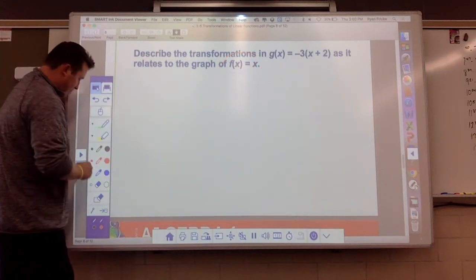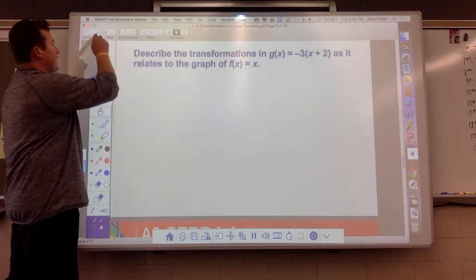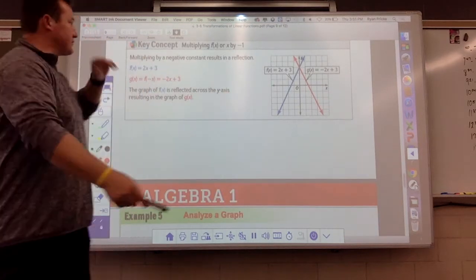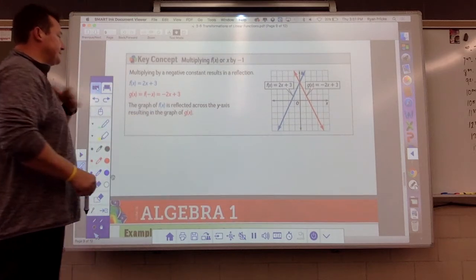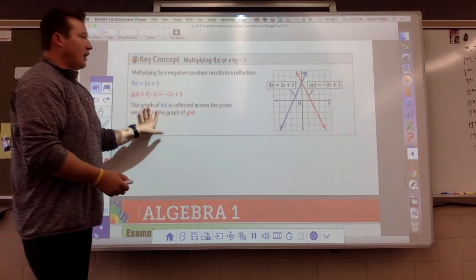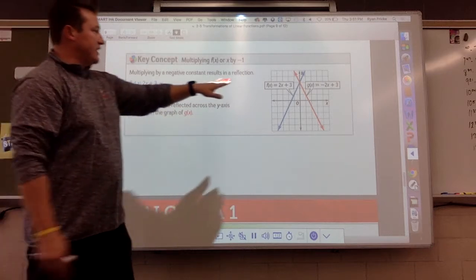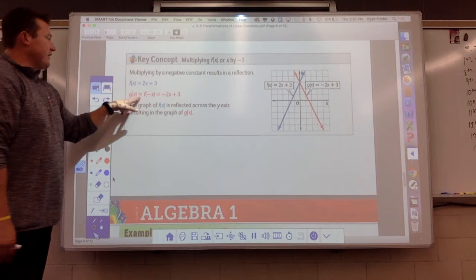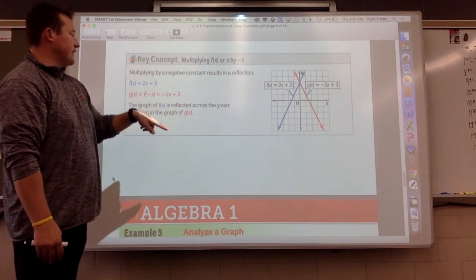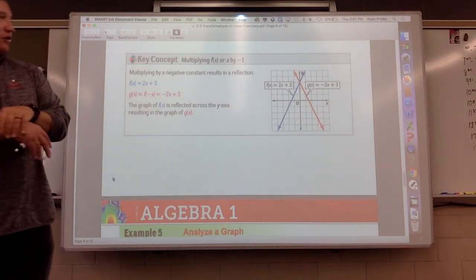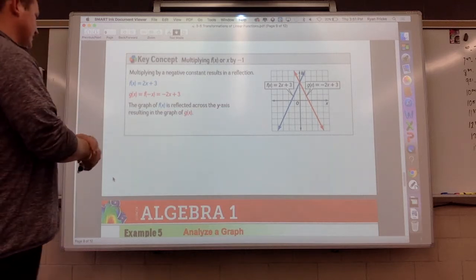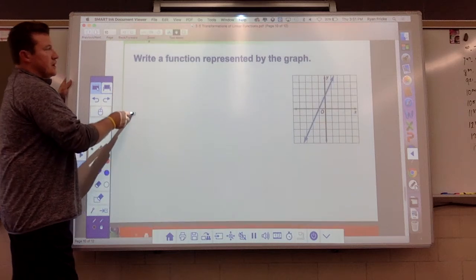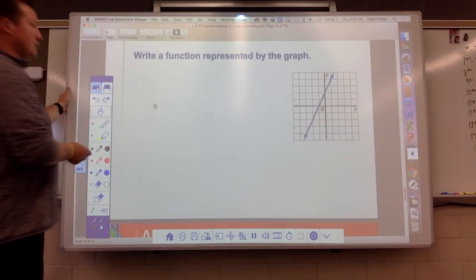I know, some of you are saying, well, why don't we just use Desmos for crying out loud? Desmos is the best at everything. And I would agree. Here's this one that we needed. Okay. Yes. All right, so here's what it looks like. So they said, hey, f of x equals this. G of x equals this. There you go. This is a reflection across the y-axis. Great. Thank you very much. Appreciate you. Write a function represented by the graph.